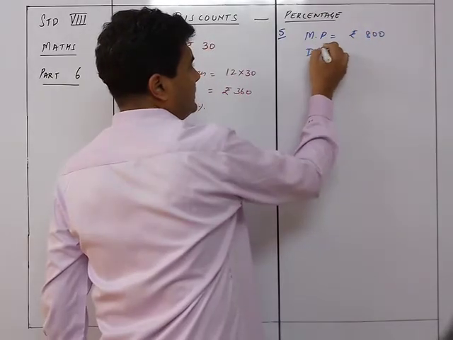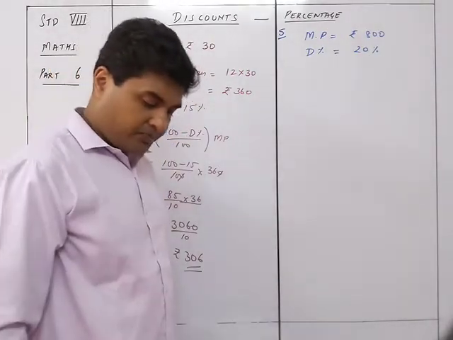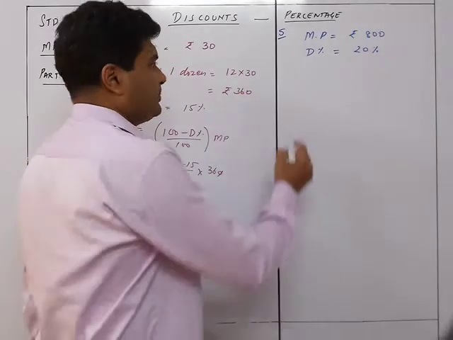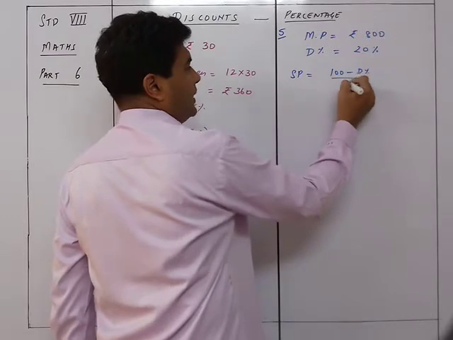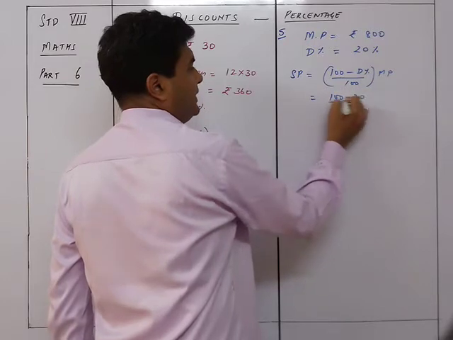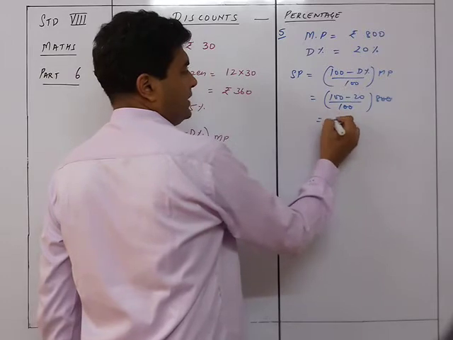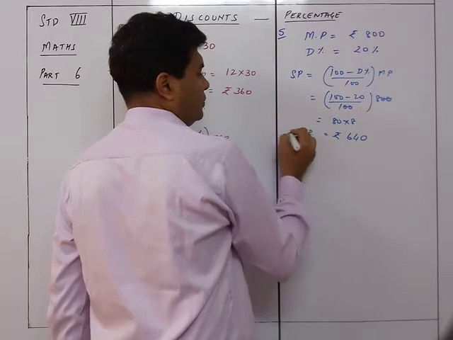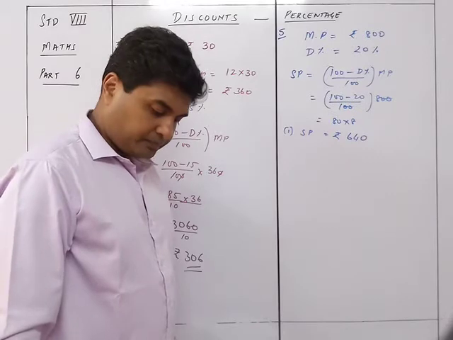And the discount percent the dealer is going to give is 20%. Okay, and the dealer is selling it at a 20% discount. So you need to find out the selling price. So selling price is equal to 100 minus D% upon 100 into MP. That will be equal to 100 minus 20 upon 100 into 800. So 0 cancels. It will be 80 into 8, which is rupees 640. So the first answer is the selling price of the article is 640 rupees.